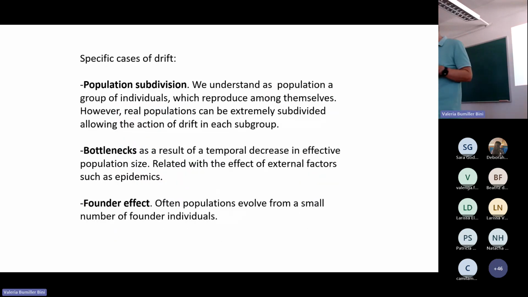Bottlenecks are temporary restrictions in population size. They are fortunately a thing of the past. Famines, when crops fail, epidemics, when an epidemic could wipe out a quarter of the population, natural disasters. So when the population recovers, it recovers from the survivors. And of course, this is a huge source of genetic drift.